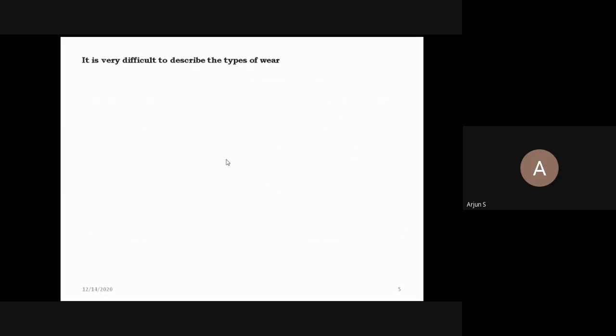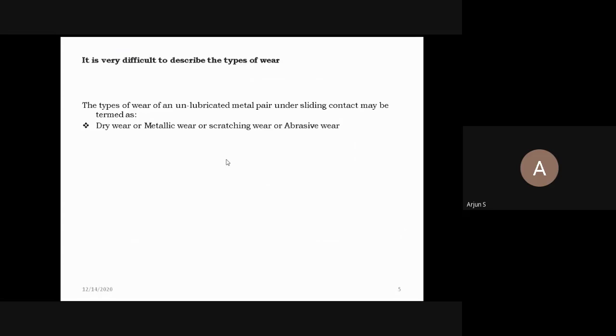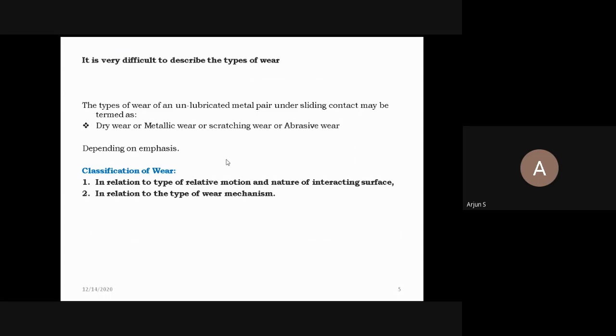It is very difficult to describe the types of wear because it is a wide area. The types of wear for an unlubricated metal pair under sliding contact may be termed dry wear, metallic wear, scratching wear or abrasive wear. Depending on the emphasis, wear is classified into two main categories. One is in relation to the type of relative motion and nature of interacting surfaces, and the second is in relation to the type of wear mechanism.